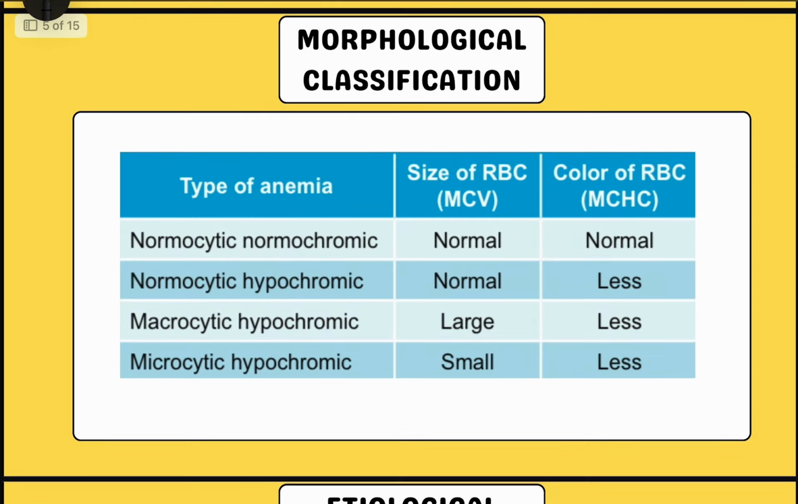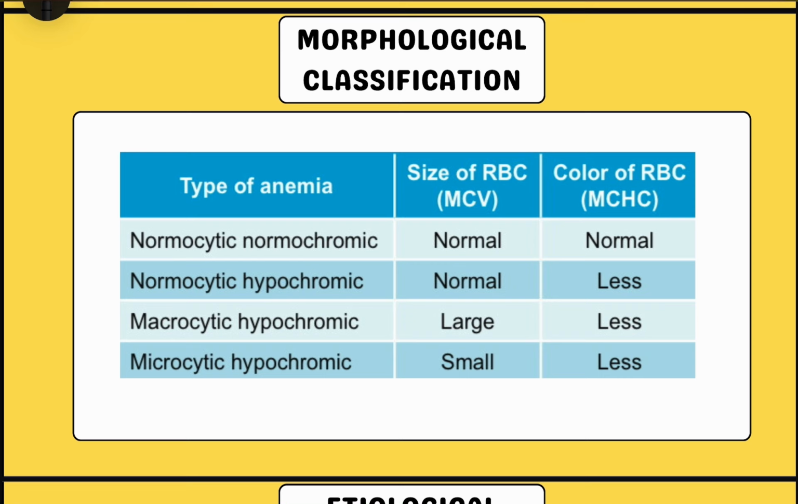Now, based on these parameters, it can be classified firstly into normocytic, normochromic. Normocytic means normal, so the size of the RBC will be normal, and normochromic, chromic means color, normo meaning normal, so normochromic means the color of the RBC will be of normal tone, that is red in color. Next, normocytic hypochromic means the size of the RBC will be normal, and hypochromic means the color of the RBC will be slightly lower than its normal color.